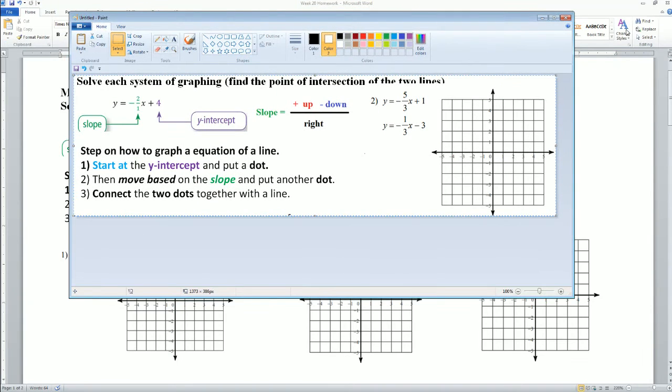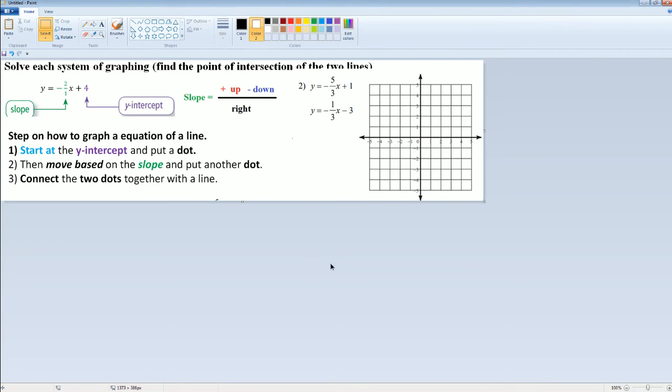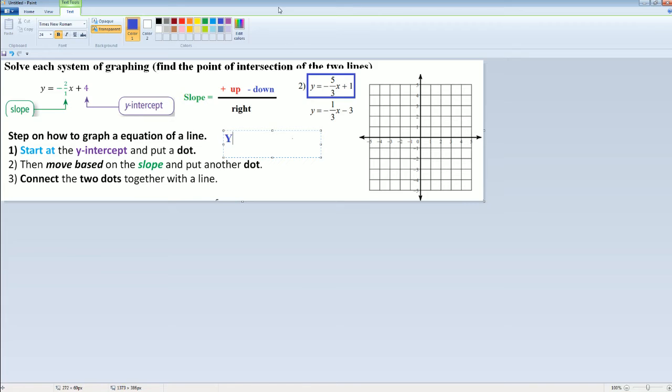Alright, so we have it up here on Paint. Same process like before. First, I'm going to look at this equation because that's the one I'm going to be doing first. Right? 2 equations because we have 2 lines. Alright, let's look for the y-intercept. The y-intercept is right here.